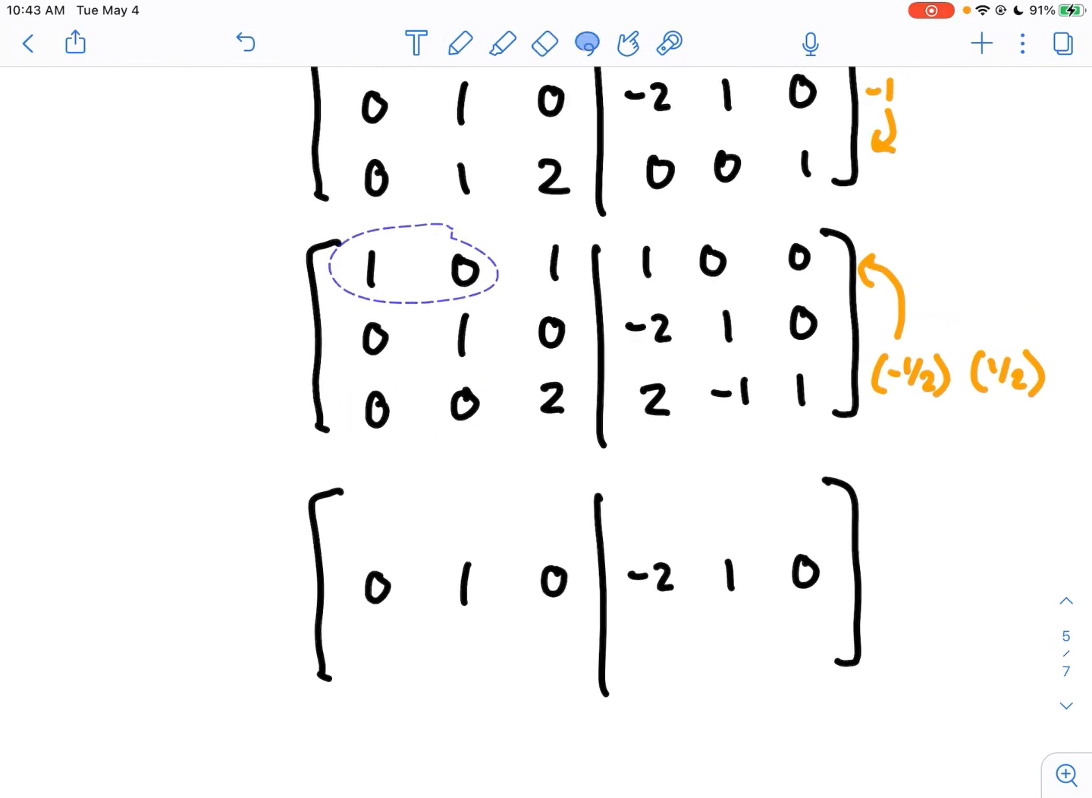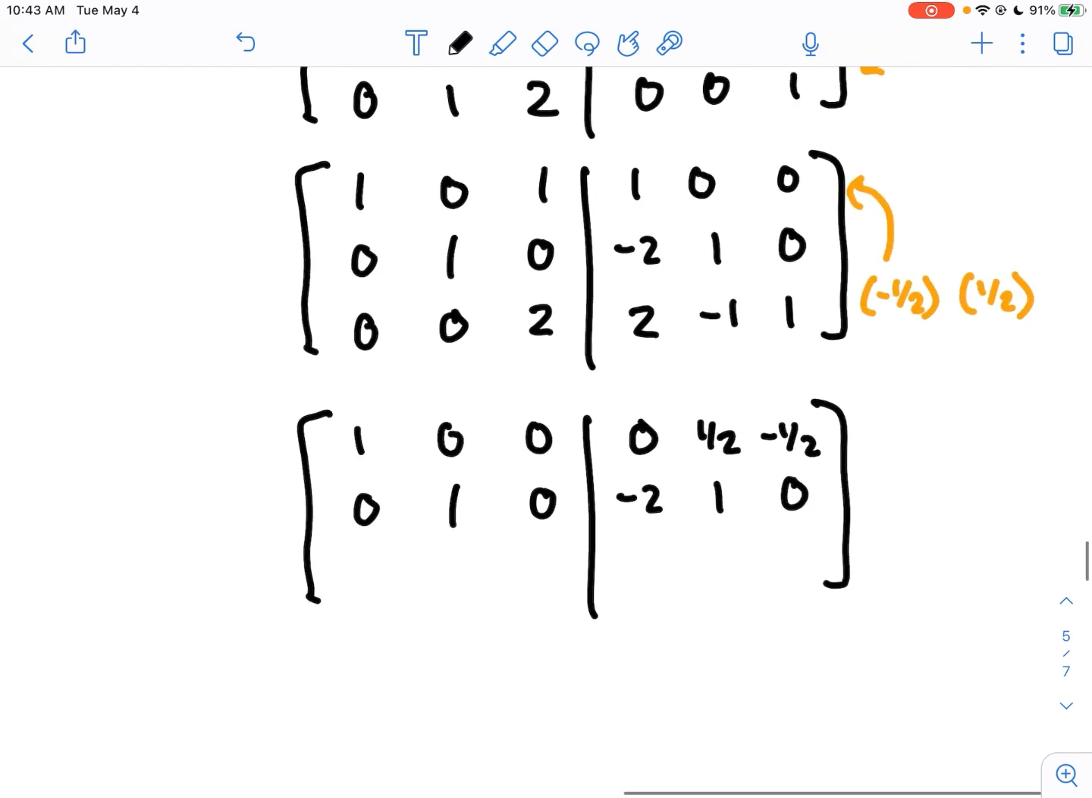-1/2 times these zeros won't change this 1, 0. But -1/2 times 2 is -1. Add to 1 gives me 0. -1/2 times 2 is -1. Add to 1 will make that a 0. -1/2 times -1 is +1/2 and add to 0. So we're going to get a +1/2 right there. And finally, -1/2 times 1 is -1/2. Add it to 0. We'll get a -1/2 right there. So there's my new first row.